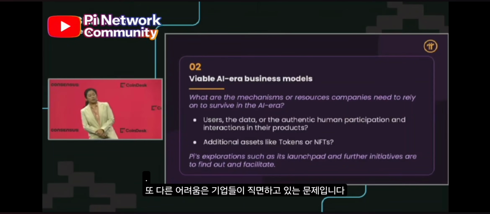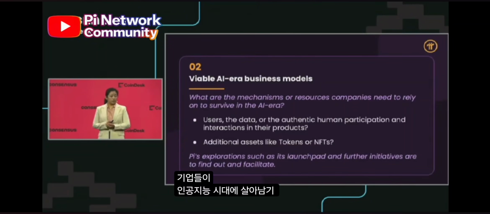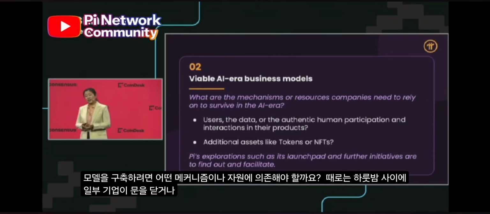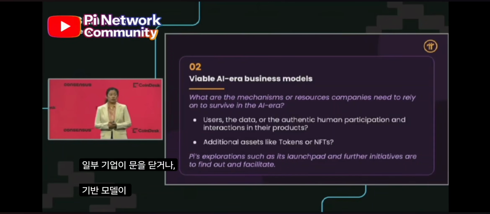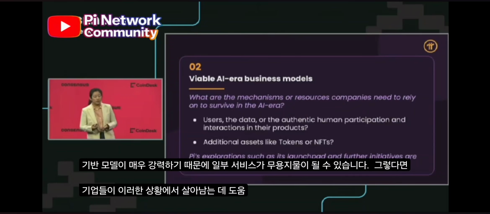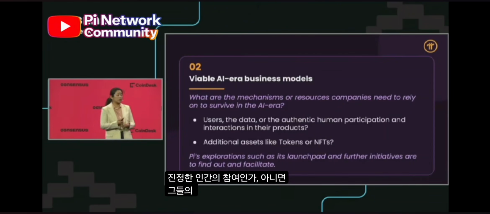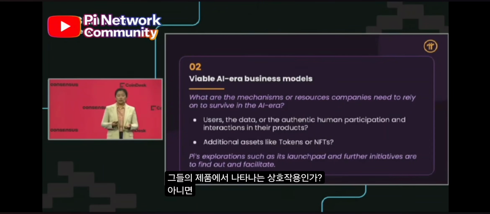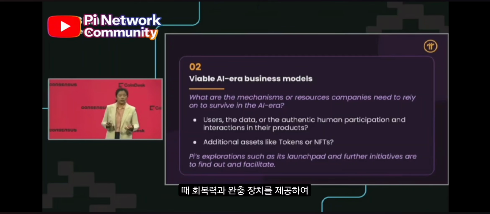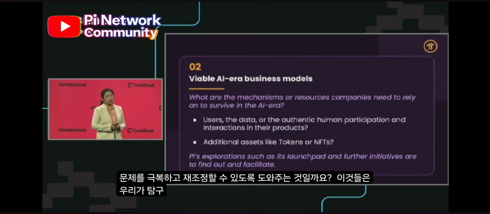Another challenge is faced by businesses. What are the mechanisms or resources companies need to rely on to survive the AI era? Foundation models can sometimes, overnight, throw some businesses out of business and render some services useless because foundation models are so capable. What is the thing that can help businesses survive this? Is it the users, the data, the network effect? Is it the authentic human participation or interactions in their products? Or is it additional assets like tokens or NFTs that help provide resilience and cushions at a time of difficulty for them to readjust and overcome the challenge? These are the big questions we need to explore.